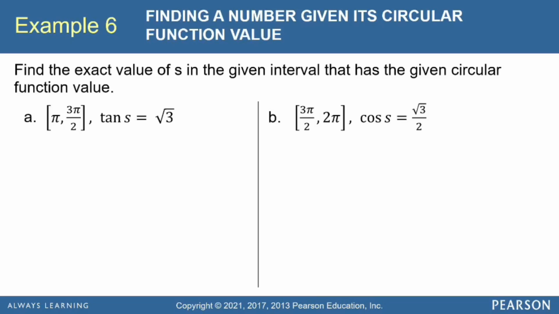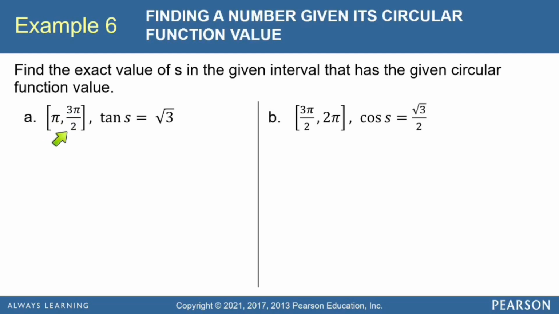And here's example 6. This is kind of the same idea, but in example 6 we are asked to find the exact value of S in the given interval. So in part A, they ask us to find an angle in the interval from pi to 3 pi over 2 whose tangent value is equal to square root of 3.